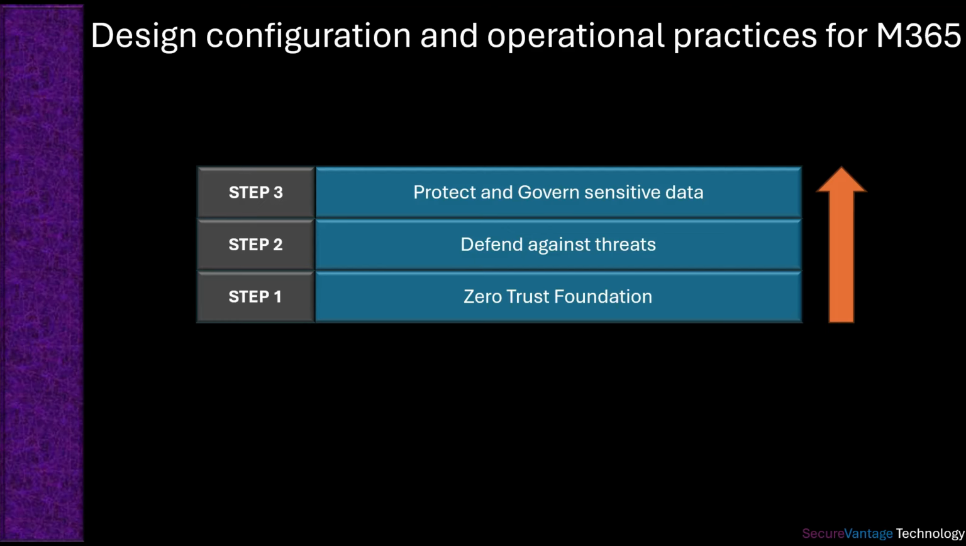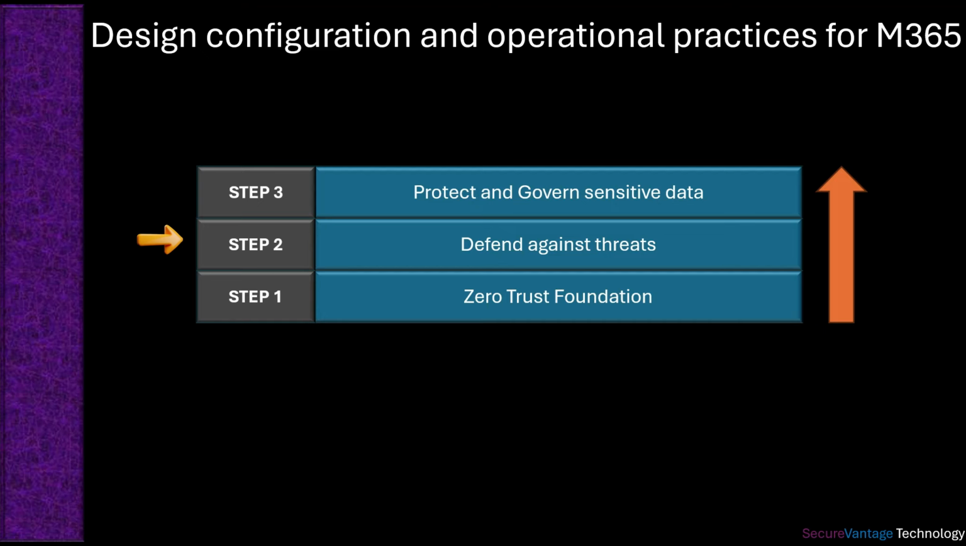As a cybersecurity architect, when designing, configuring, and operating Microsoft 365, it's essential to focus on three core areas: Zero Trust Foundation, defending against threats, and protecting and governing sensitive data. Zero Trust begins with the foundation of identity and device protection.